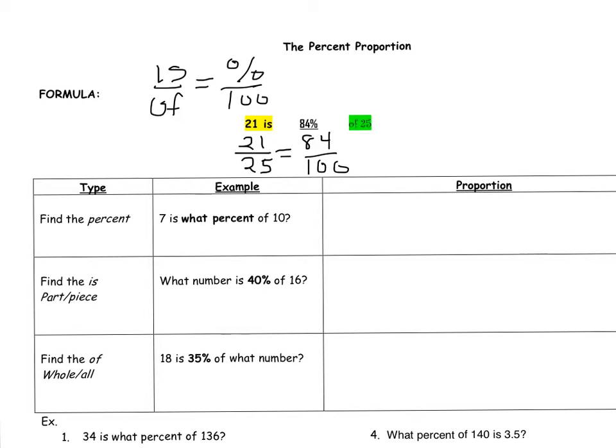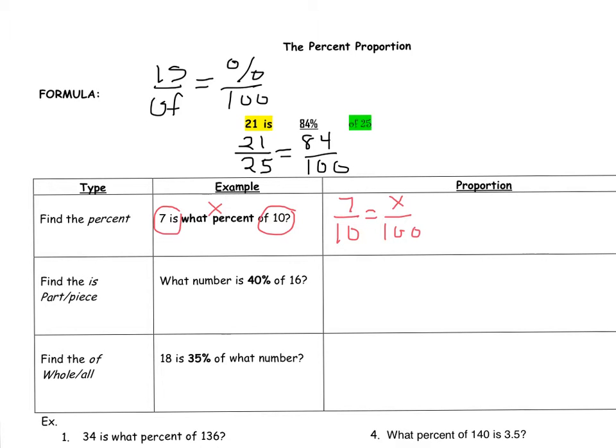So I'm going to take a look. First, we're going to find the percent. It says 7 is what percent of 10? So they give me the part, 7, of 10. They also give me the whole. So I'm going to write 7 over 10 equals x over 100, because I don't know the percentage, x is going to be my percent.